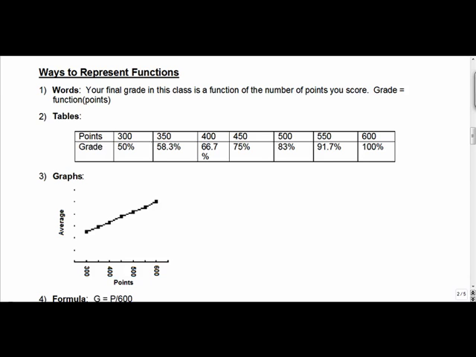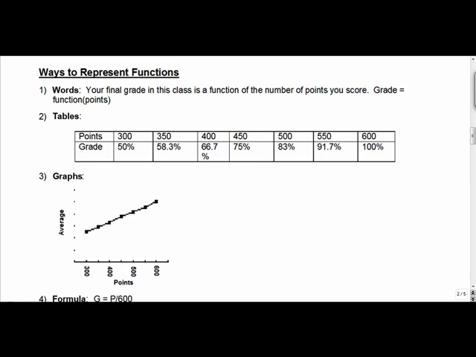Let's take a look at the ways we will represent functions. In this course, we will represent functions 4 ways. Sometimes this is called the rule of 4. We'll use words, tables, graphs, and formulas. I'm going to take a relatively well-known example and actually demonstrate how that example could be represented all 4 ways.